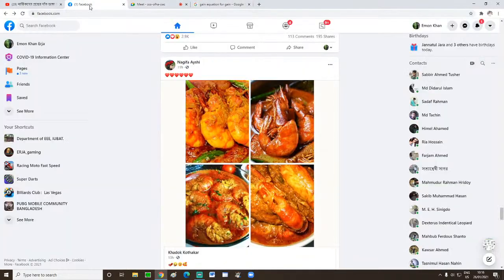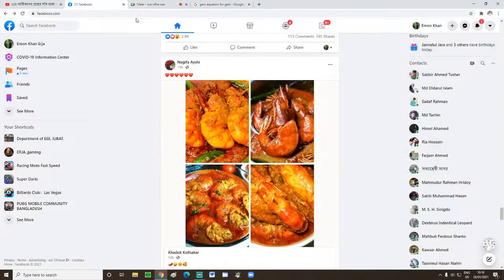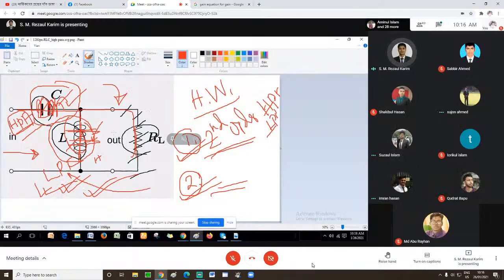Sir, we will write the circuit operation? Yes, write the circuit operation up to what you understand. Okay. I will explain it in the next class, but before that I want you to do some research on it.